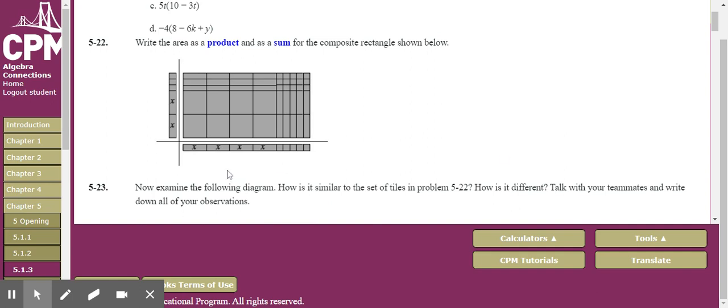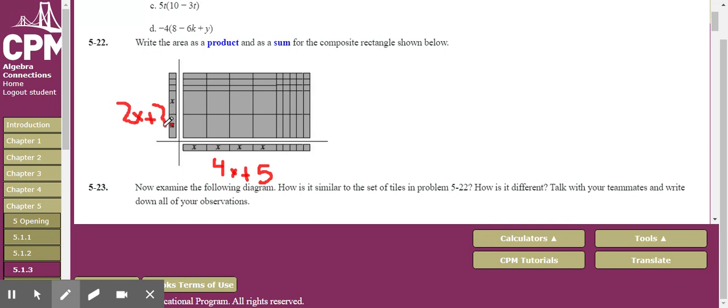So for this problem, we want to write this expression as both a product and a sum. So for the product, I look at the length and the width. Length being 4x plus 5, which is down here, because I have 4x tiles, and I have 5 individual tiles. And then the width is 2x plus 3, because I have 2x tiles and 3 individual tiles.